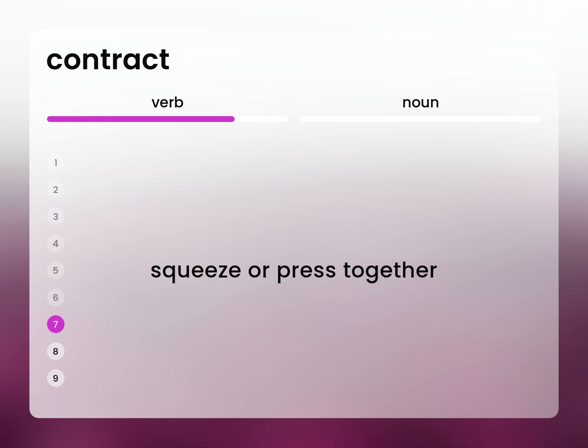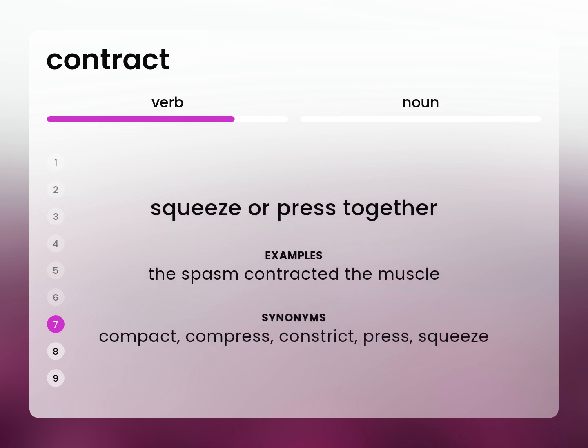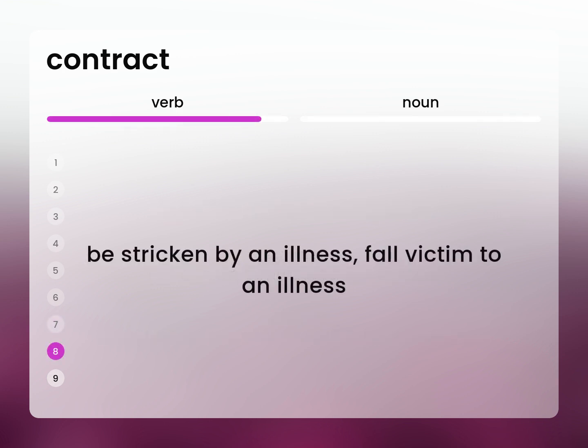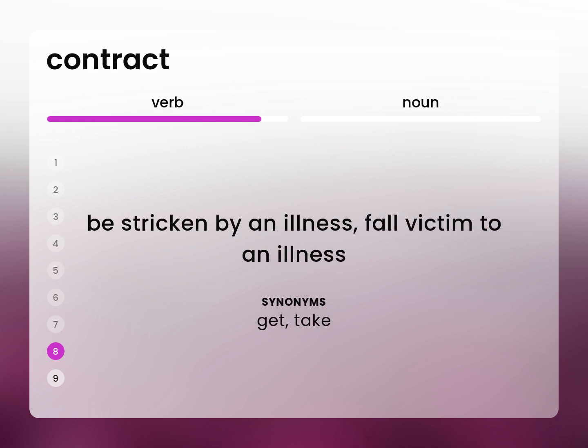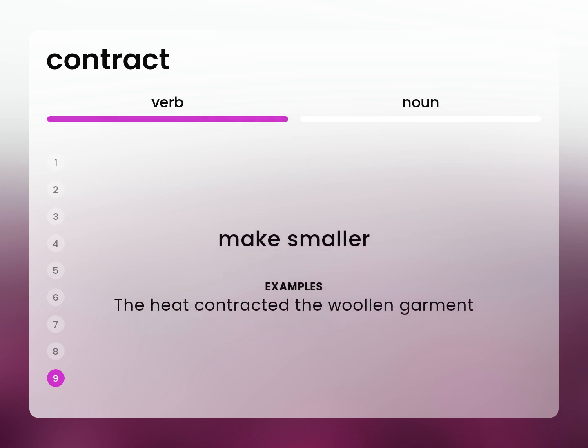Squeeze or press together. The spasm contracted the muscle. Compact, compress, constrict, press, squeeze. Be stricken by an illness, fall victim to an illness. Get, take. Make smaller. The heat contracted the woolen garment.